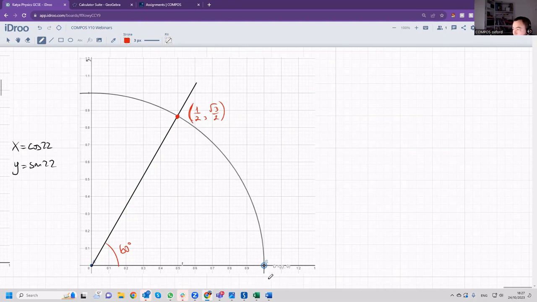Very good. Is there anyone on here that doesn't understand how this means that cosine 60 degrees is 0.5? Is there anyone here who doesn't understand this? Because this is important. We need to nail this down. We need to be confident.